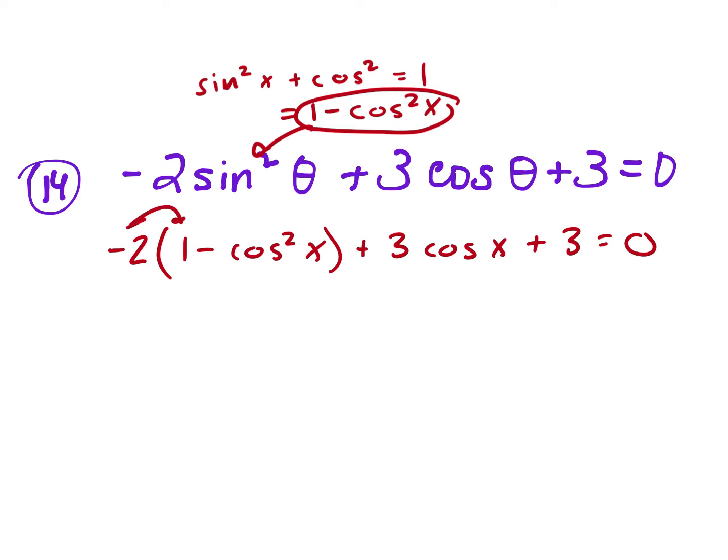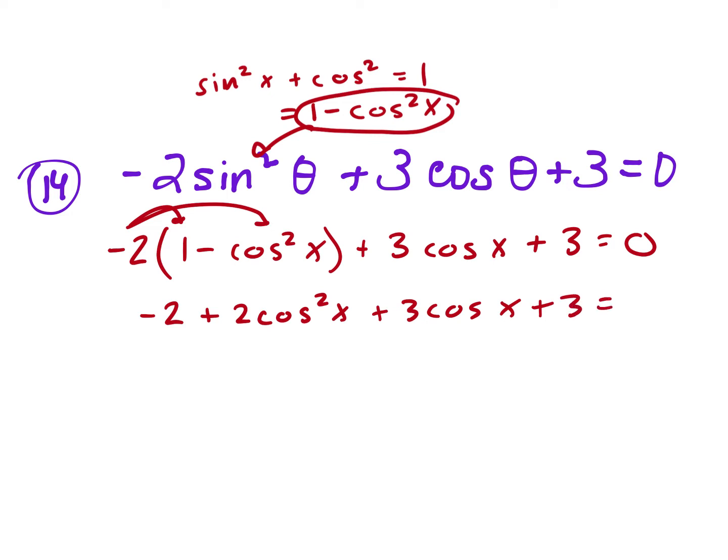Distribute -2. So I have -2 plus 2 cosine squared x plus 3 cosine plus 3 equals 0. What's next? Combine like terms. So I have this -2 plus 3, which would be 1. So 2 cosine squared plus 3 cosine plus 1.